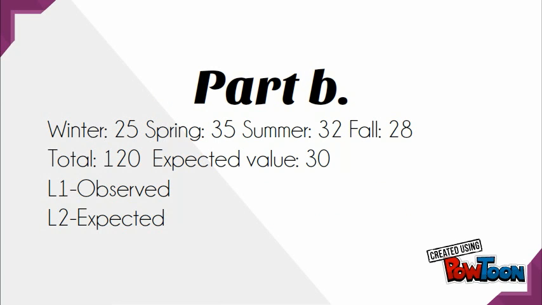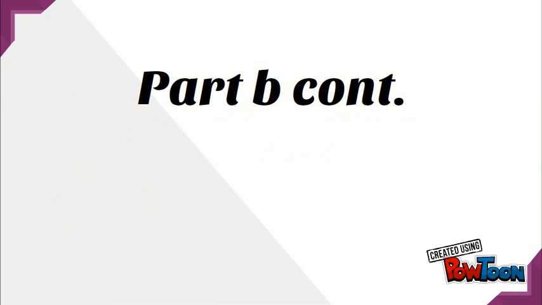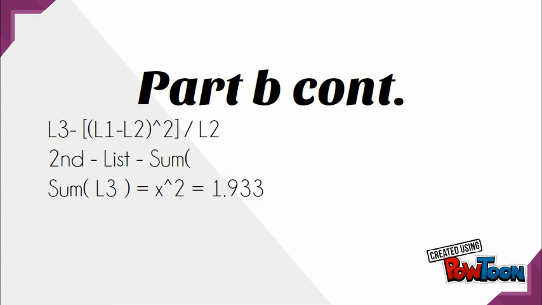For part B, we are to compute the chi-squared statistic, and we are going to use the number of births that are given to us to put into L1, and we have a total of 120, so divide that by 4, our expected value is 30, and put 30 4 times in L2. And now to compute the actual chi-squared stat, in L3 we're going to have (L1 minus L2) squared divided by L2, of which then we will have the calculator sum that list, and that will be 1.933.